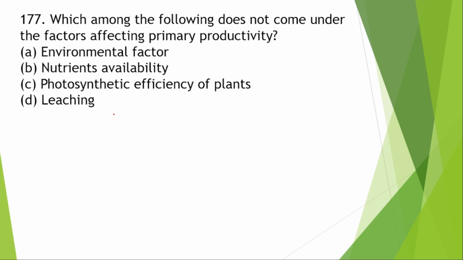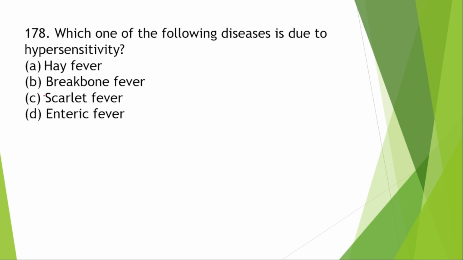177. Which among the following does not come under the factors affecting primary productivity? A. Environmental factor. B. Nutrient availability. C. Photosynthetic efficiency of the plant. And then D. Leaching. So here D is the right option because it's a process of decomposition. 178. Which one of the following diseases is due to hypersensitivity? Hay fever, breakbone fever, scarlet fever, enteric fever. So here the right option is option A, hay fever.